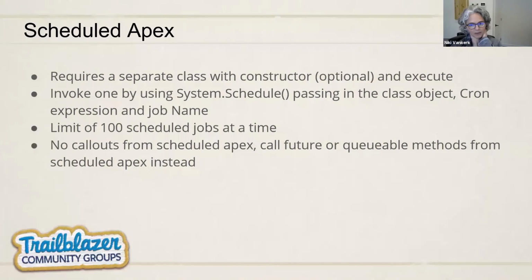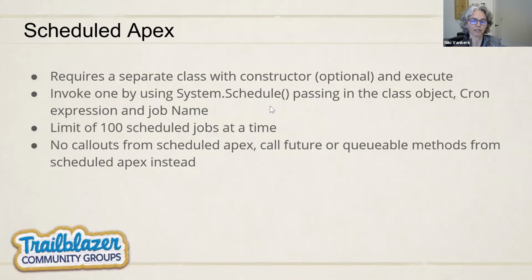Scheduled Apex is the next one. This one also requires a separate class with a constructor, which is optional if you want, and an execute method. So you're going to implement the Schedulable interface. To trigger it, you can use System.schedule, and then you pass in the class that you want to schedule, and a cron expression, which I'll show you, which defines how many times a day, or what days of the week, or what time you want it to run, and then a name for the job, and then it will schedule that for you.